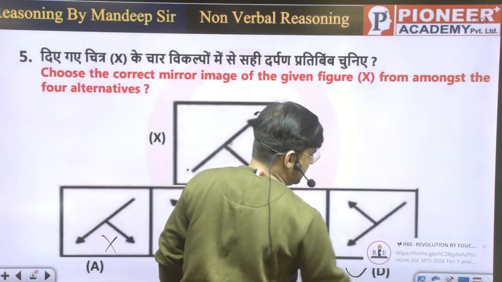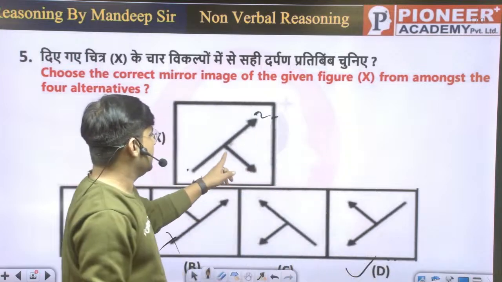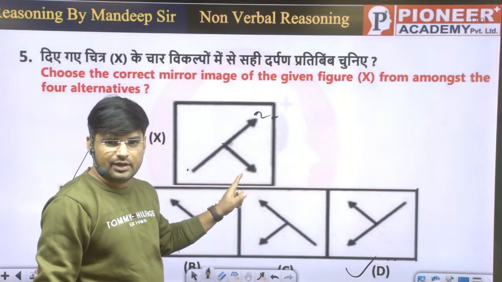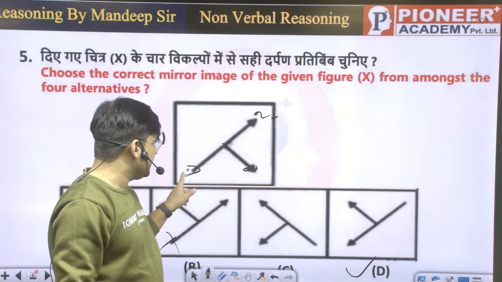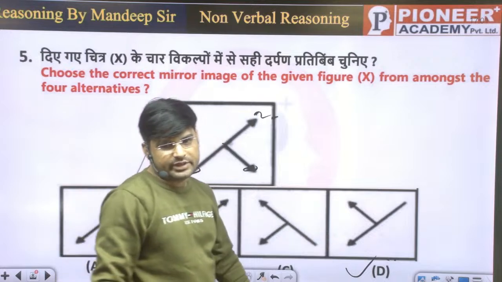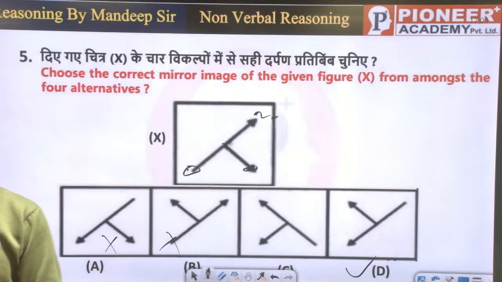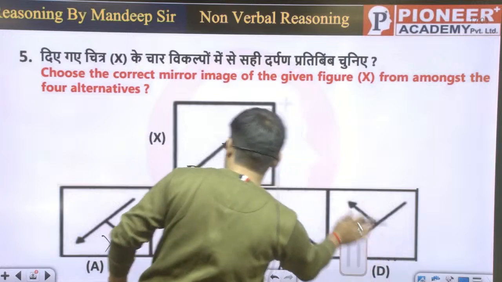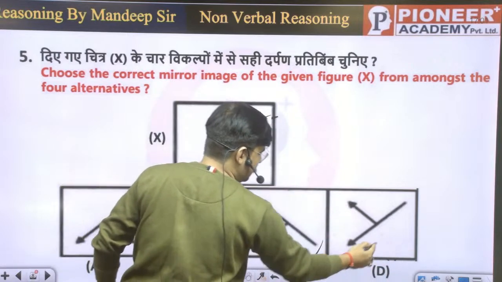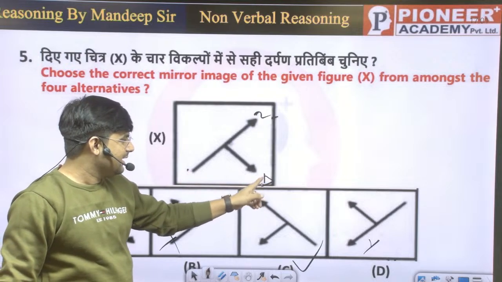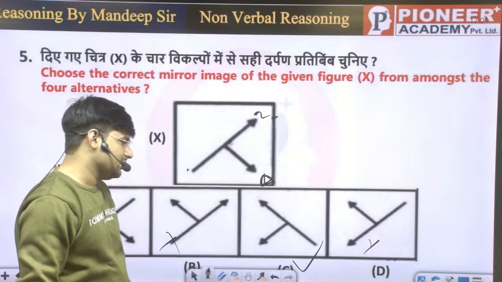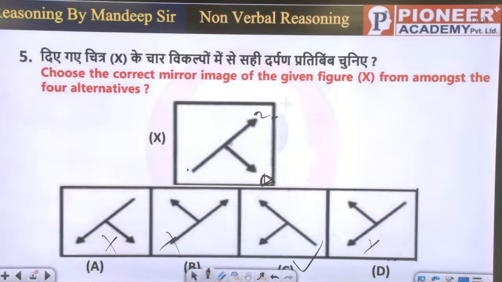D option, because this is the bigger one, bigger one 5, so the bigger one becomes 7. In the D option. Is it clear? No, no, no, no, it's C, because this one, it will be at this place. C option. Is it right?